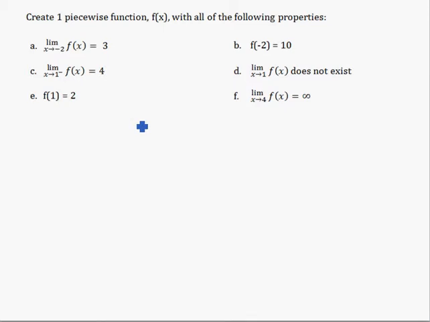All right, this is creativity time. I'm asking you to find a piecewise function that has all these properties. Well, let's start out with some easy ones. We know at 1 it has to be 2, and at negative 2 it has to be 10.